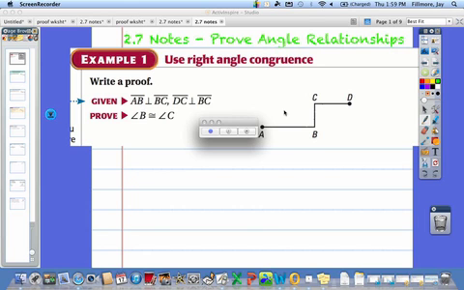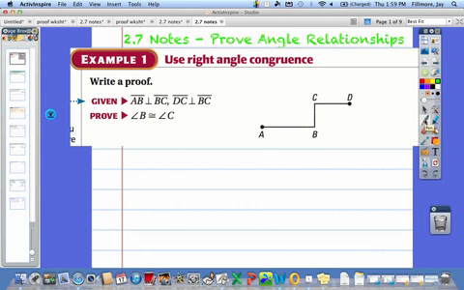Hello ladies and gentlemen, today we're going to finish up chapter 2 with section 2.7, proving angle relationships. And so we're going to start by writing an informal proof, proving how we know that angle B is congruent to angle C using our given information in our diagram over here to the right.